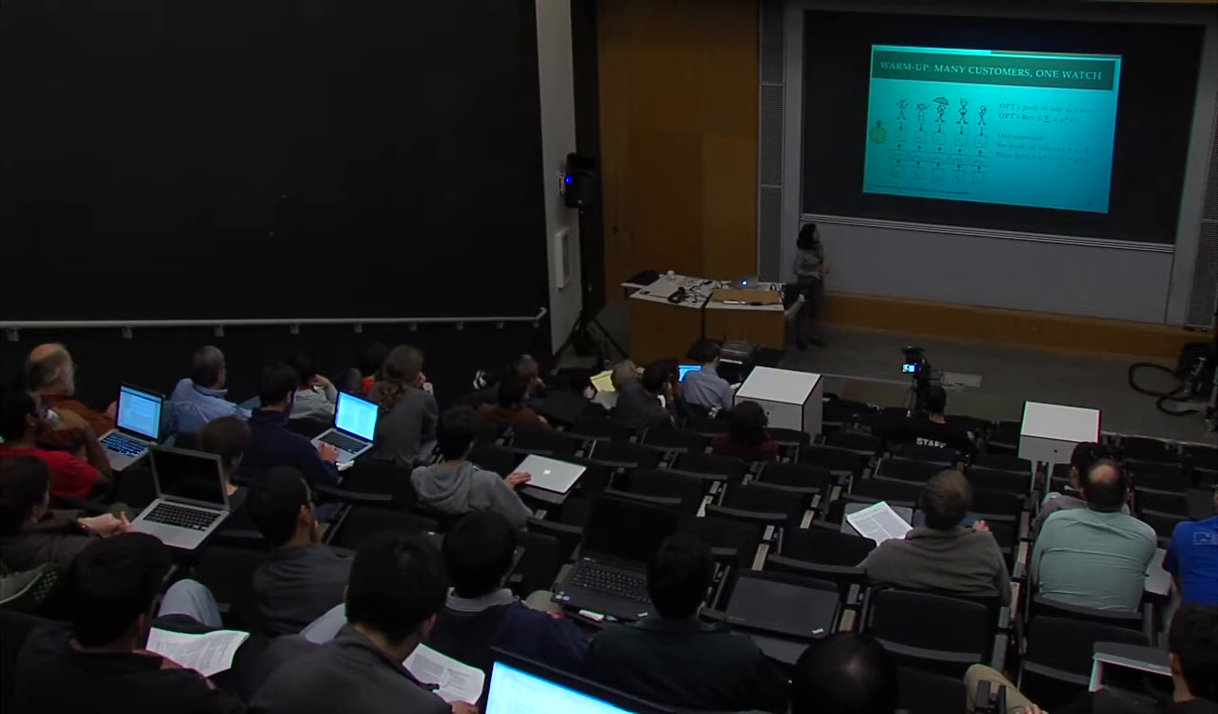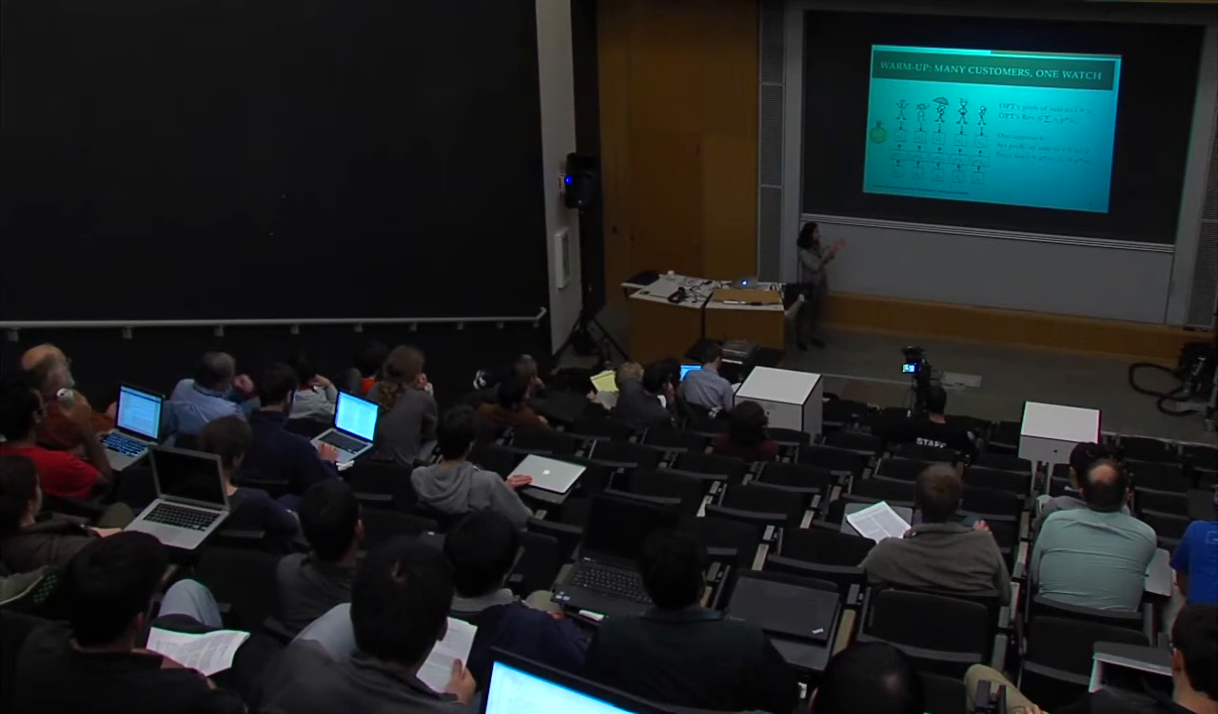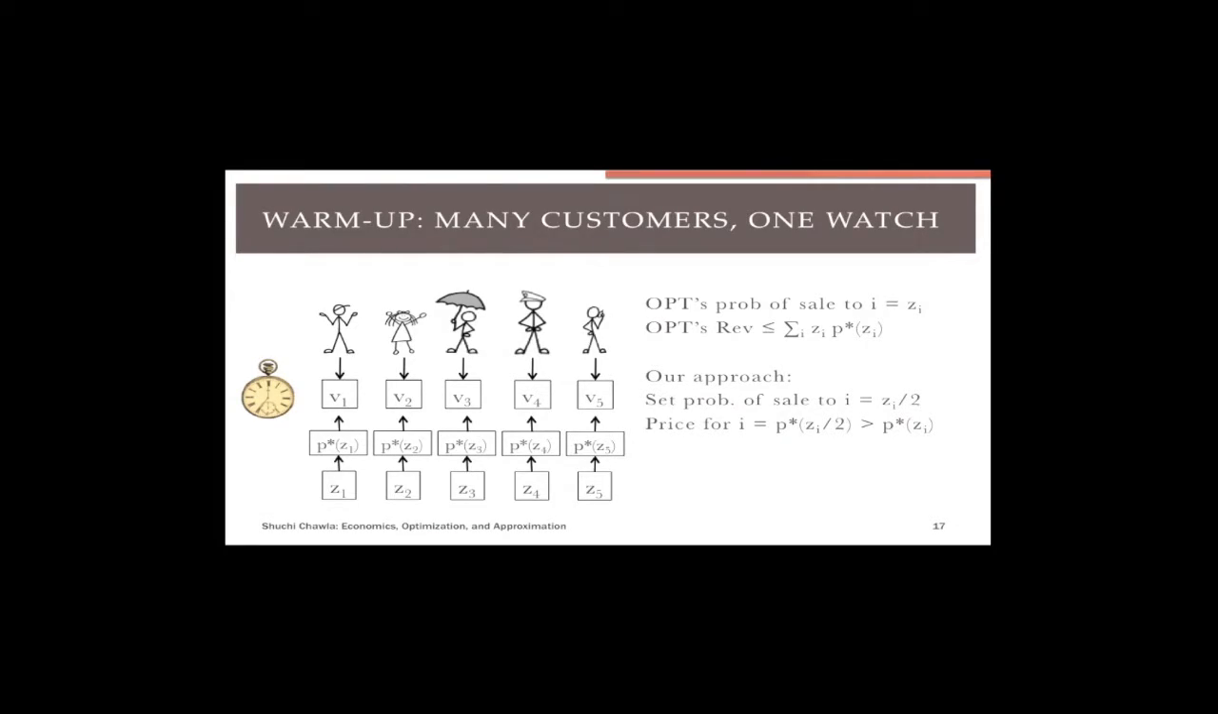Okay? So in particular, let's set the sale probabilities for each person i to be 1/2 of what it was in our thought experiment. And correspondingly, the price goes up. Recall from the revenue curve that as you decrease the probability of sale, the corresponding price that you set for the item goes up.